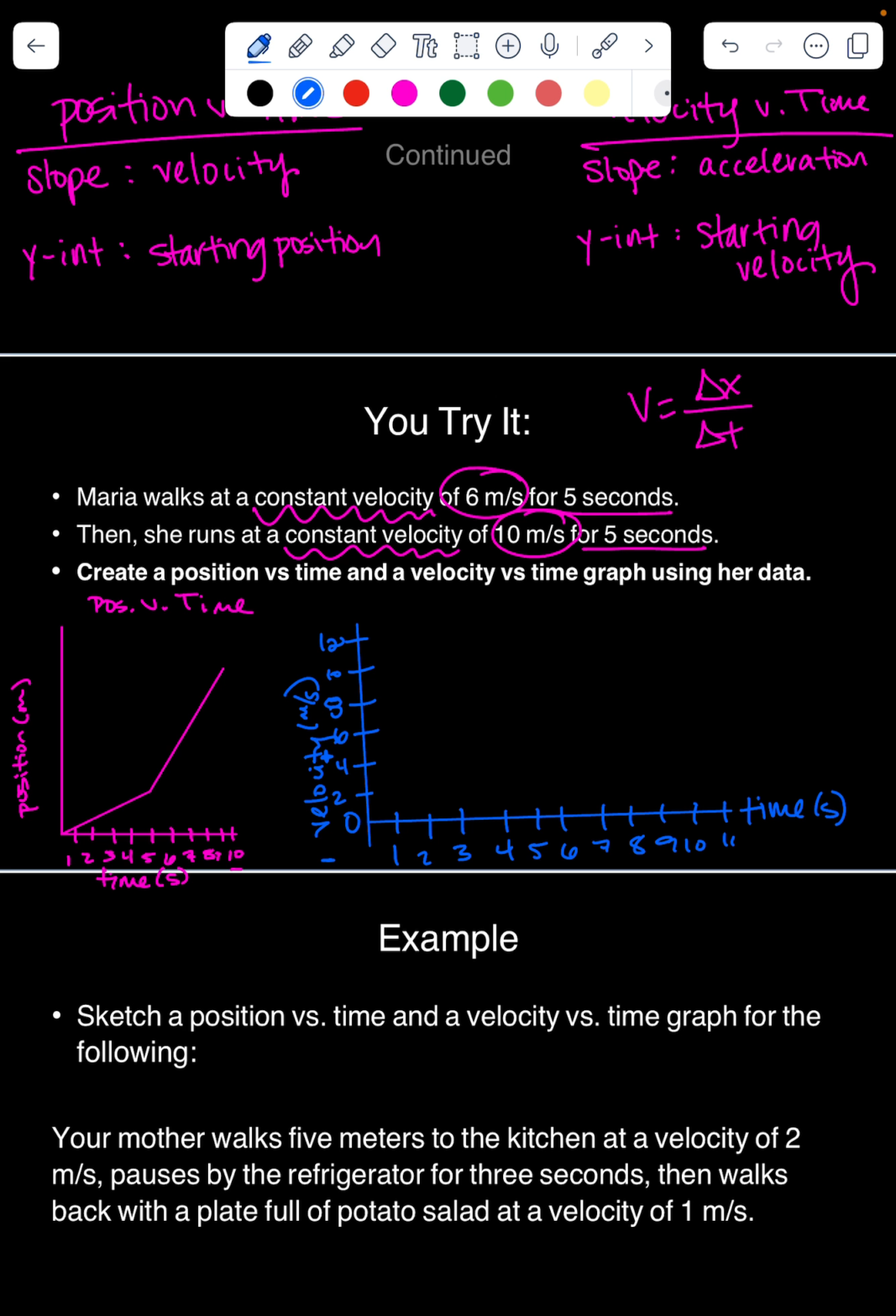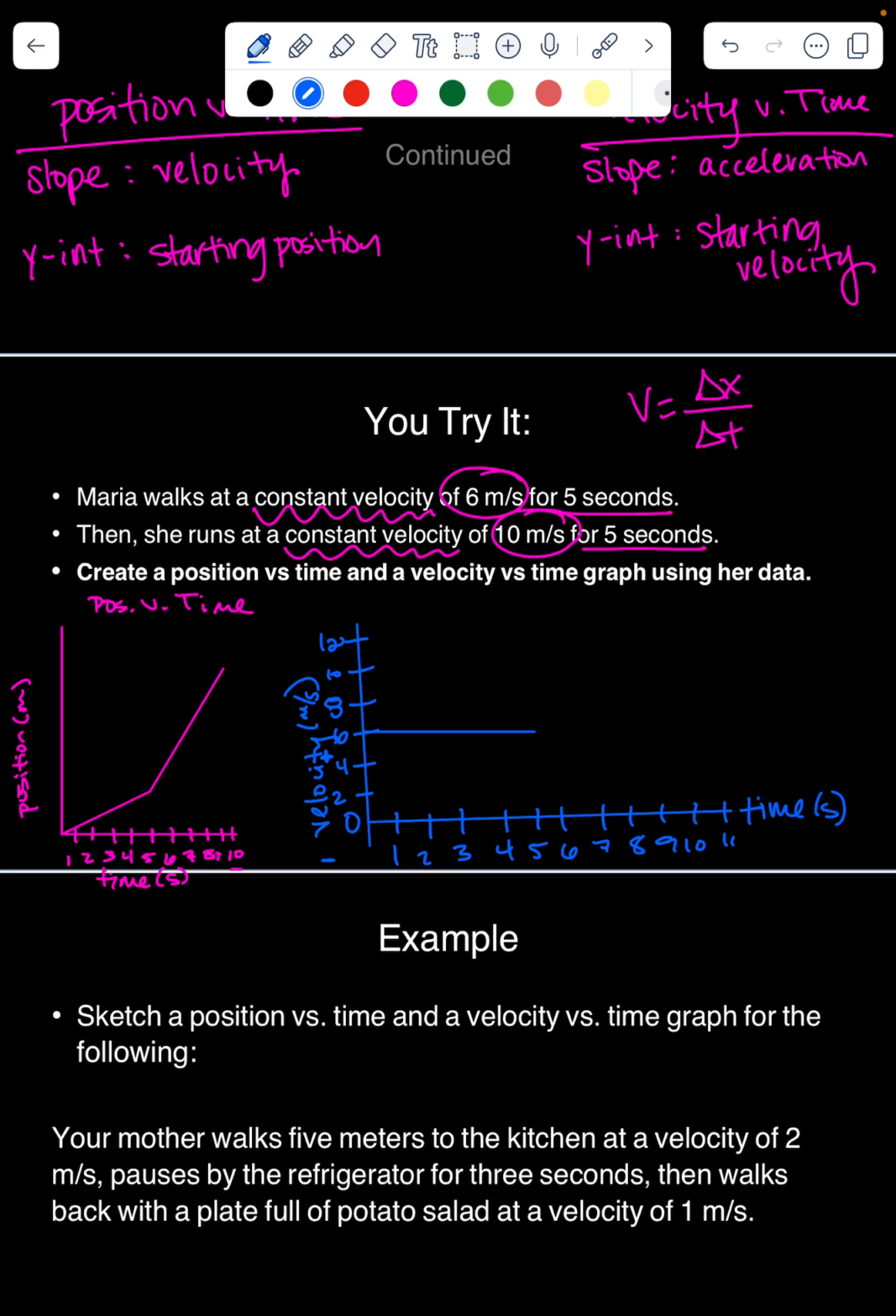Okay. So we know that the straight diagonal lines mean constant velocity. So that, whenever we're turning it into a velocity versus time graph, is shown as a straight horizontal line. But we know the first one is going to be at 6 meters per second for 5 seconds. So we're going to start at 6, and it's going to be a straight horizontal line until you get to 5 seconds. And then after that 5 seconds, it changes velocity.